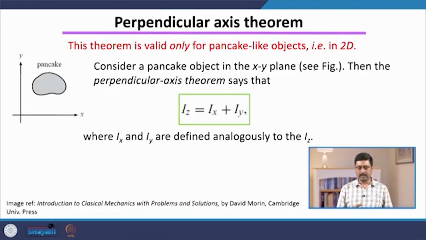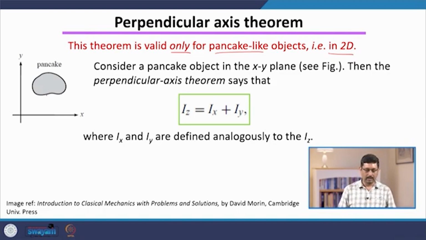Next, we recall the two properties, two theorems which are very useful to calculate moment of inertia. So, the first theorem is the perpendicular axis theorem, and this is valid only for 2D objects, like a pancake. So, something like this, where the mass distribution is confined in a plane.